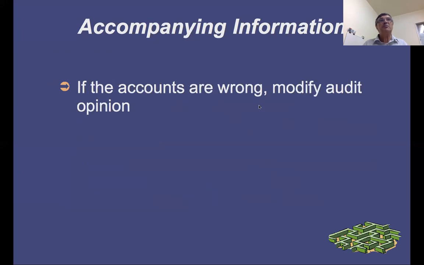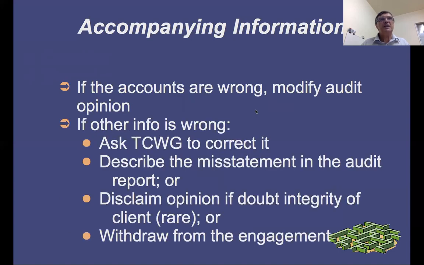In which case, if the accounts are wrong, we modify the audit opinion because the accounts are wrong. If the other information is wrong, we ask those charged with governance, please correct it. If they don't, we describe the misstatement in the audit report, remember, in an other matter paragraph. We might disclaim an opinion if, because of this inconsistency, we now doubt the integrity of management or those charged with governance. This is hopefully very rare. I've never come across it. I've come across situations where the auditor has doubted the integrity of management, but it was based on the accounts, not the accompanying information. Or if it's really, really bad, withdraw from the engagement. That's what the standard says.